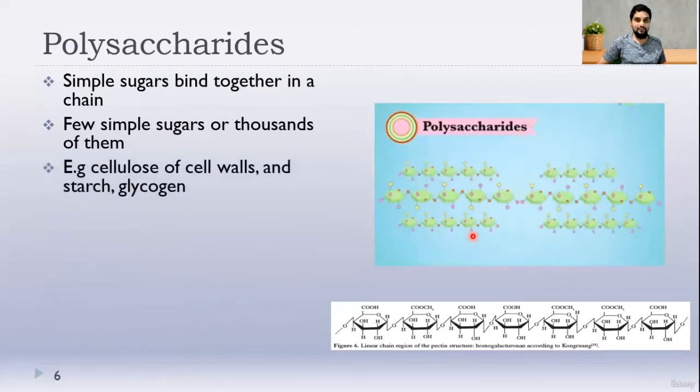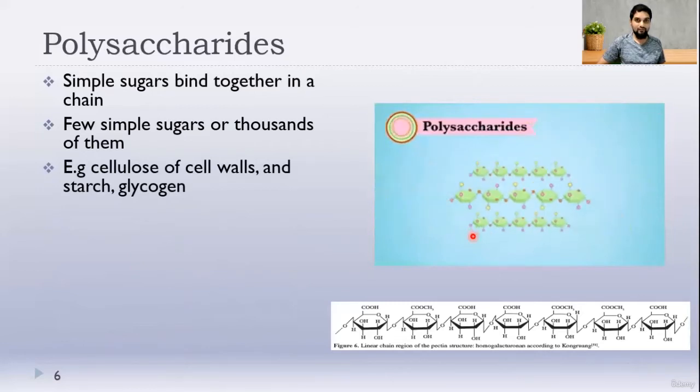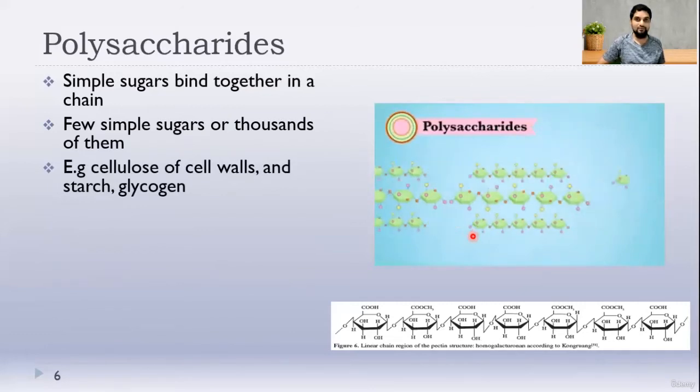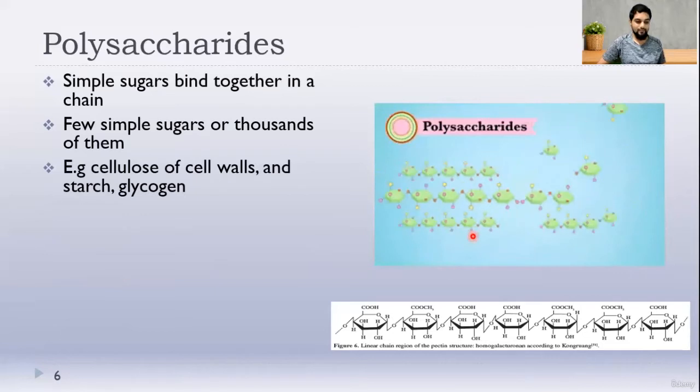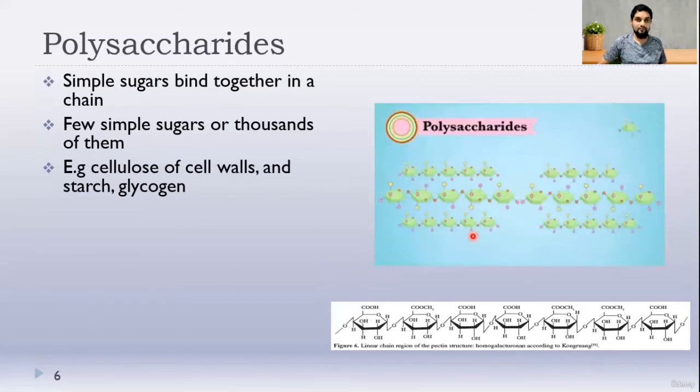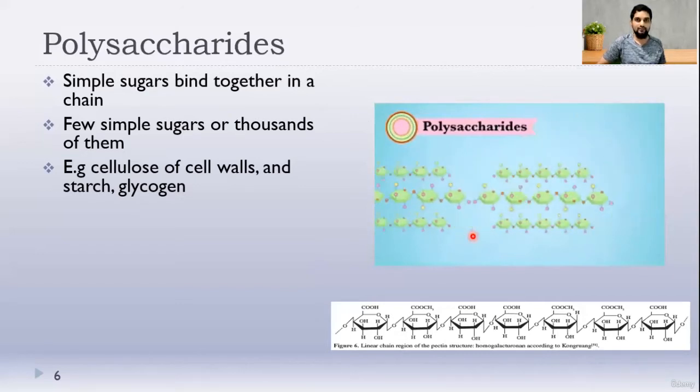Examples of polysaccharides include cellulose, and cellulose is found in the cell wall of plants. So the structure of the cell wall consists of cellulose, which is a form of carbohydrate. We also have starch, which is a polysaccharide, and starch is found in plants. Starch is a storage molecule in plants. So when excess glucose is made during photosynthesis, the plants will store the excess glucose as starch.